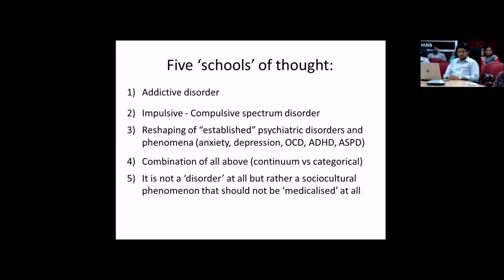So basically, there are 5 schools of thought. There is a group which believes excessive internet use is an addictive disorder. There are other groups which believe it is an impulsive-compulsive spectrum disorder, wherein a person uses it to overcome various other underlying disorders. There are other groups which believe it is merely a reshaping of already established diagnoses like social anxiety, depression, and OCD, which take a new phenomenological form, with the internet just a medium to express the underlying psychopathology. The other would be to view them all in a continuum approach, ranging from impulsive to compulsive to addictive phenomena, where an individual can be at any given point across the continuum. And there is another important group which believes it is not a disorder at all, and it is rather a socio-cultural phenomenon, and it should not be medicalized at all.